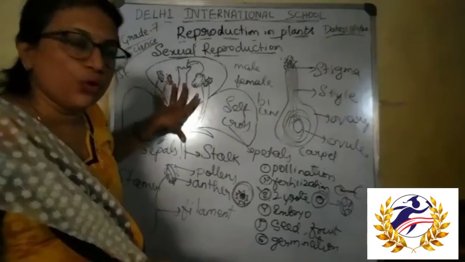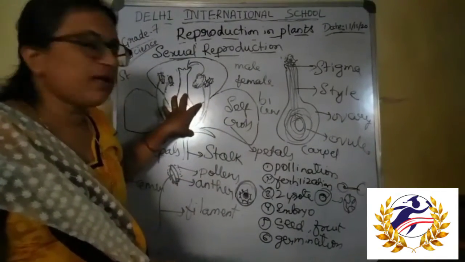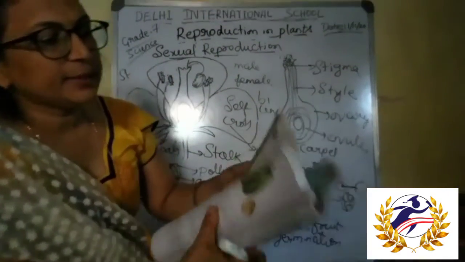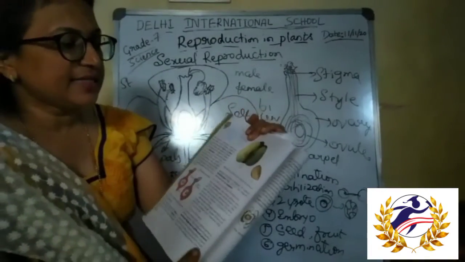Ovary becomes the fruit and ovule becomes the seed. Ovary fruit ಆಗಿ ಡೆವಲಪ್ ಆಗುತ್ತೆ, ovule seed ಆಗಿ ಡೆವಲಪ್ ಆಗುತ್ತೆ. So like this the ovary becomes the fruit and ovule becomes the seeds.